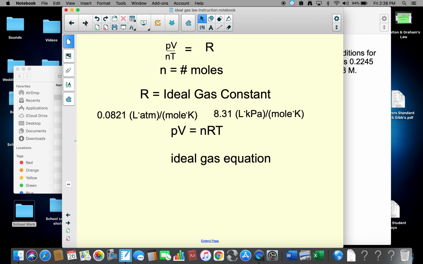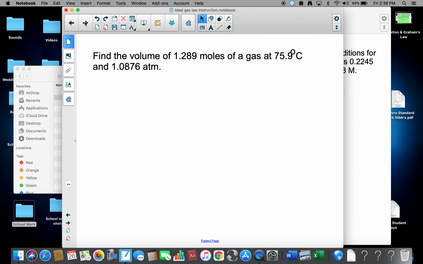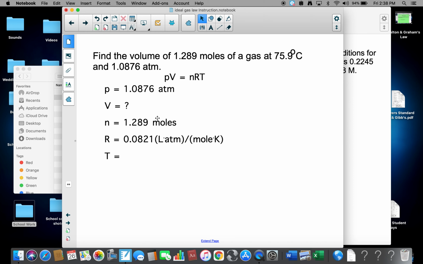All right, so let's take a problem. Find the volume of 1.289 moles of a gas at 75.09 degrees Celsius and 1.087 atmospheres pressure. So we only have one set of conditions, so this is not combined. So we're going to do Pivnert, PV equals nRT. We have our values: P, V, n, R, and T. Pressure is 1.086 atmospheres. Volume is unknown, find the volume. Moles, 1.289 moles. R, we're going to use the 0.0821 since we're in atmospheres.